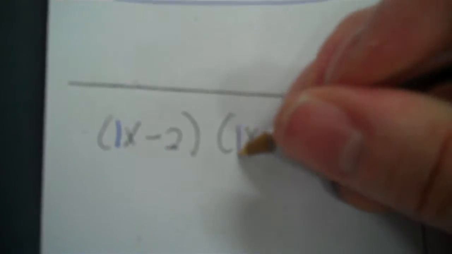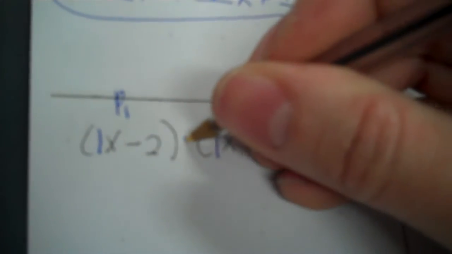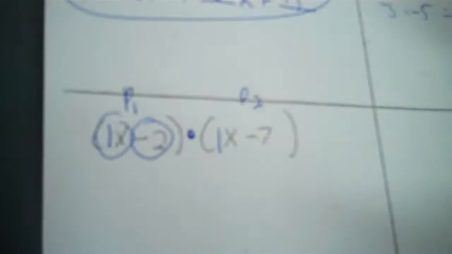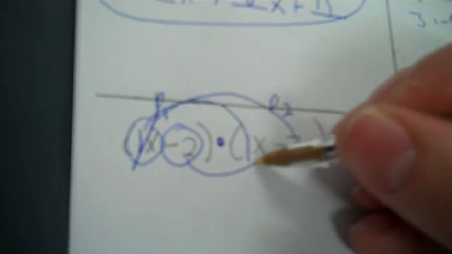Okay, then 1x minus 2, 1x minus 7. P1, P2, if there's no sign between, that indicates that we need to multiply. 1x, negative 2. So 1x to 1x, 1x to negative 7. Then negative 2 to 1x, negative 2 to negative 7.